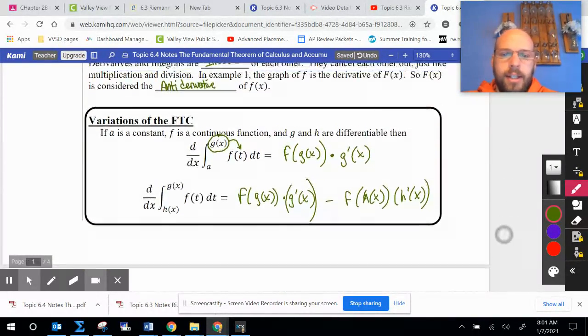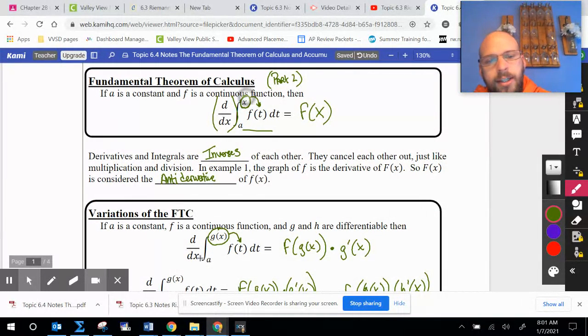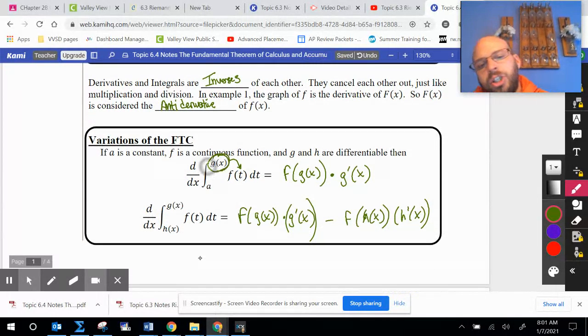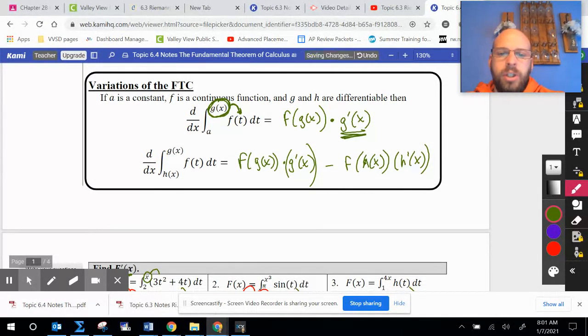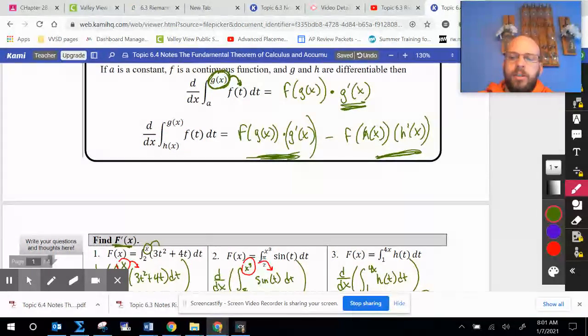But again, the idea here is the most basic one: if it's just an x on the top, we just plug that in. The derivative of an integral just gives us f of x. If we have an expression of x, then we have to make sure we multiply by the derivative of that expression. And if we have an expression on top and bottom, then we have to do the same thing twice and subtract those two. Hopefully this helped, and I'll post the answer key for you to check your answers on the practice.